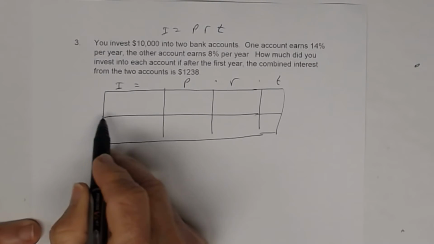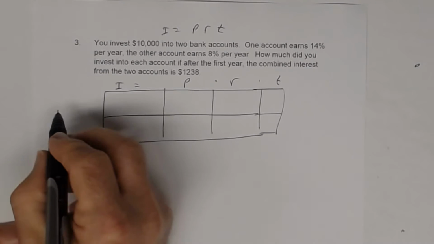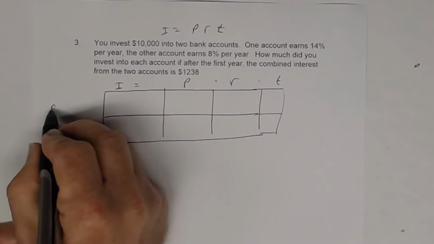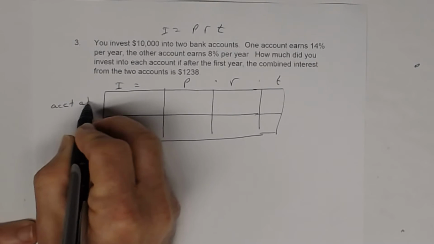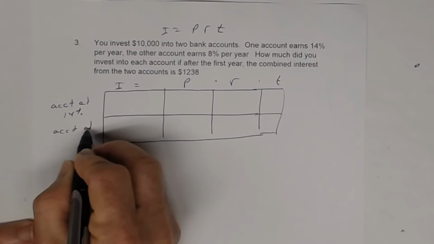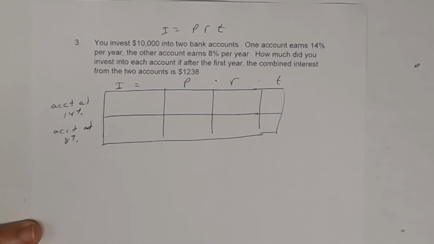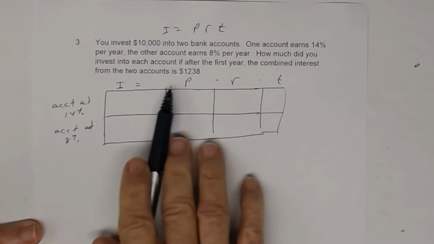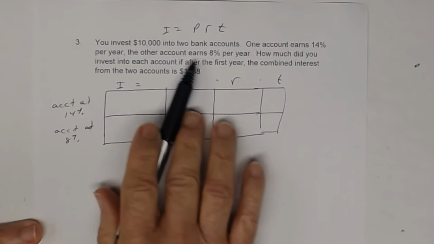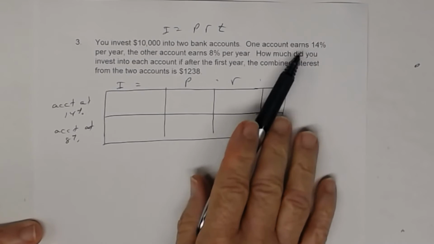I'm drawing a table with two rows. This is the account at 14%, and this is the account at 8%. Now, let's put in as much information as possible from what we have. I know my rate already, right? So my rate is 14%, 8%.